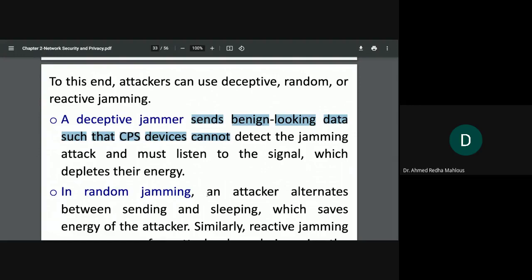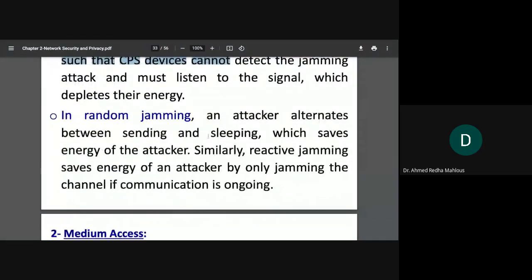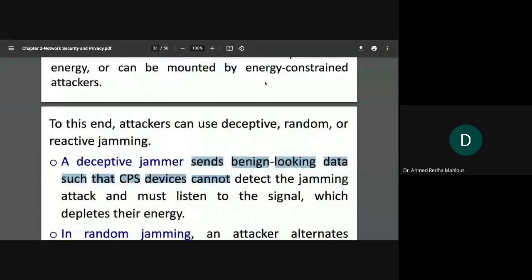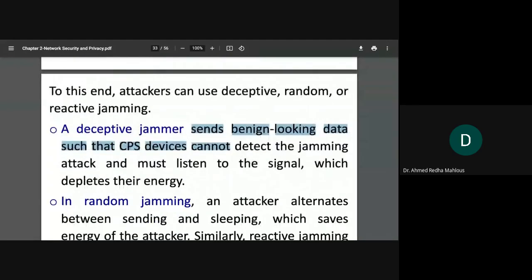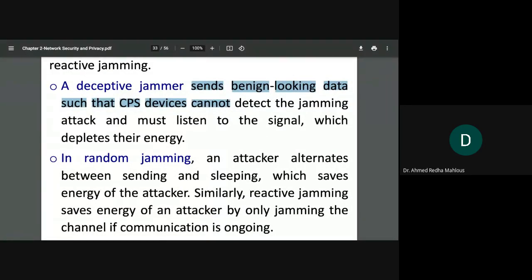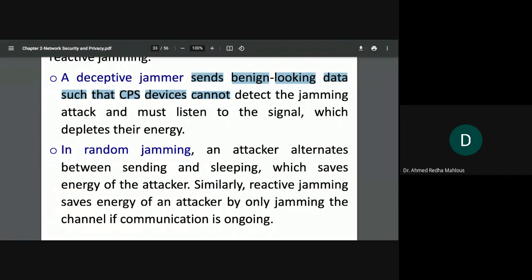We have another type of jamming, which is random jamming. In random jamming, an attacker will alternate between sending and sleeping. Sometimes the attacker is not energy unconstrained: he is using wireless communication to send the jamming, so he also has a problem of energy. He is using a wireless device, so to save his battery, in his laptop for instance, he will send sometimes and go to sleep mode, then send and sleep and so on. This way he is not sending data continuously all the time, but from time to time he will send and go to sleep in order to save energy.